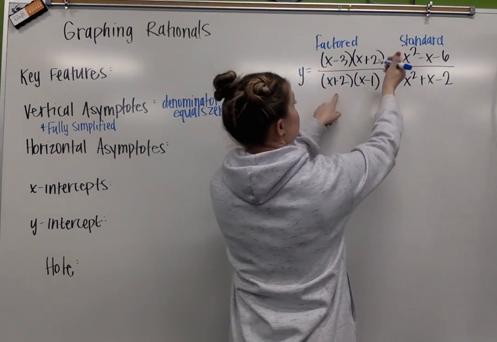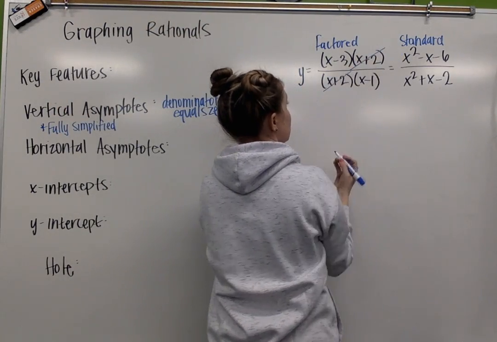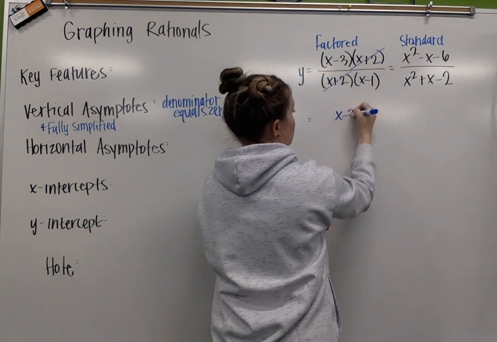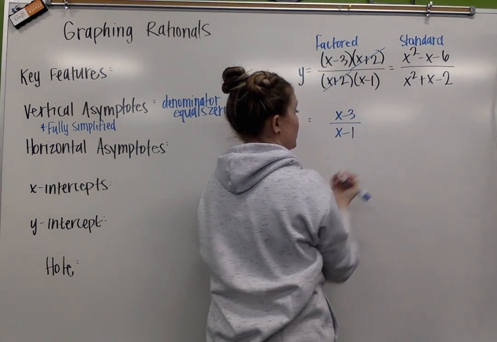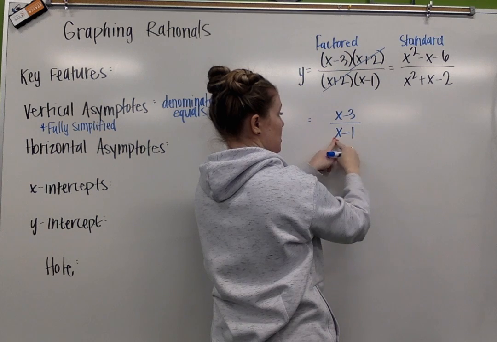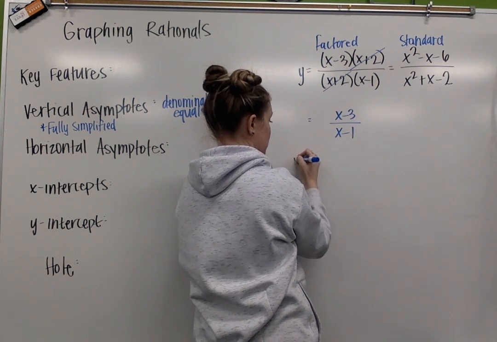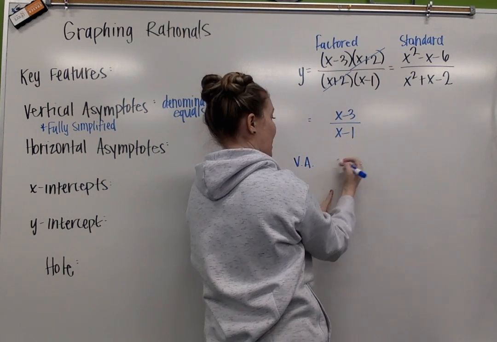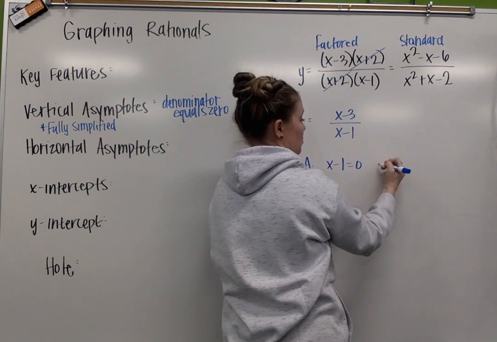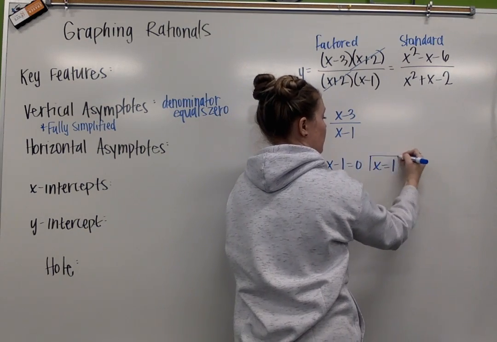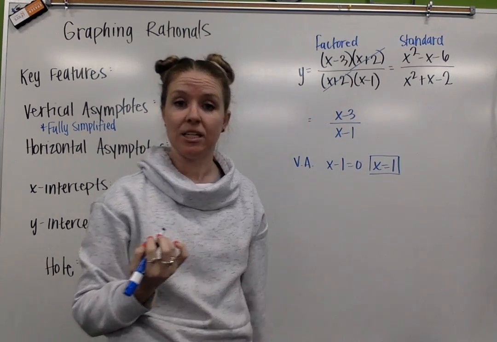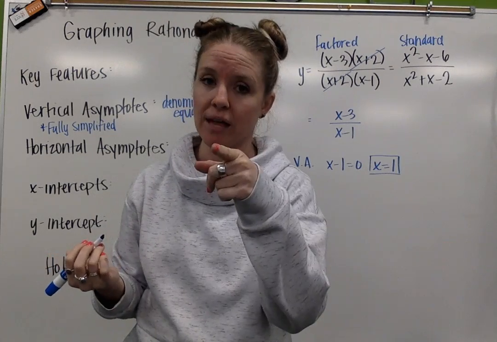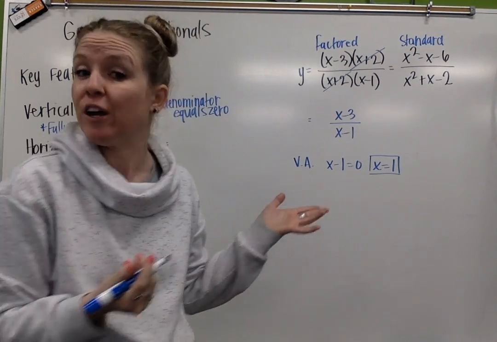So here, if I'm going to simplify it, my x plus 2's cancel, and so I'm left with x minus 3 over x minus 1. So I'm looking at my denominator here to find my vertical asymptote, where that equals 0. So x minus 1 equals 0. I'm going to have a vertical asymptote where x equals 1. Okay, and I'll show that on a graph here in a second, but right now we're just figuring out where they are.